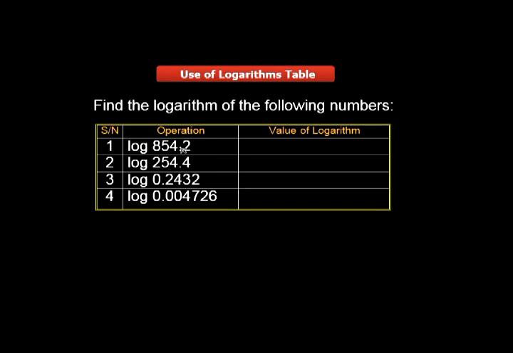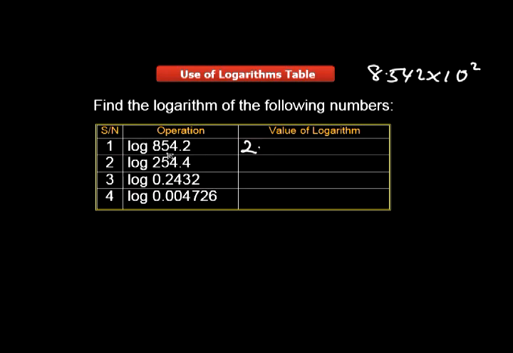If you want to write this number in standard form, you shift the decimal point to the left until you get to one digit before the decimal point. So you have 1, 2, you stop. So you have 8.542 times 10 raised to power 2. We moved 2 places. So this 2 is what you call the characteristic. Write it down: 2 point. That's the characteristic, that's 2.